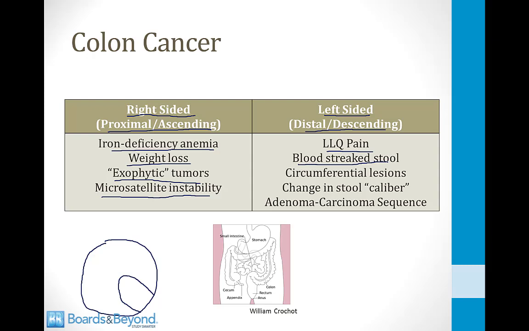And in contrast to right-sided colon cancers, left-sided colon cancers tend to develop as circumferential lesions. So if we're looking at the lumen of the colon here, they often grow outward and narrow the lumen of the colon. For this reason, they classically present as a change in stool caliber where the patient notices pencil-thin stools. And as we talked about before, left-sided colon cancers are the cancers that typically develop via the adenoma-carcinoma sequence. There will first be an adenomatous polyp, which will then develop into a carcinoma.